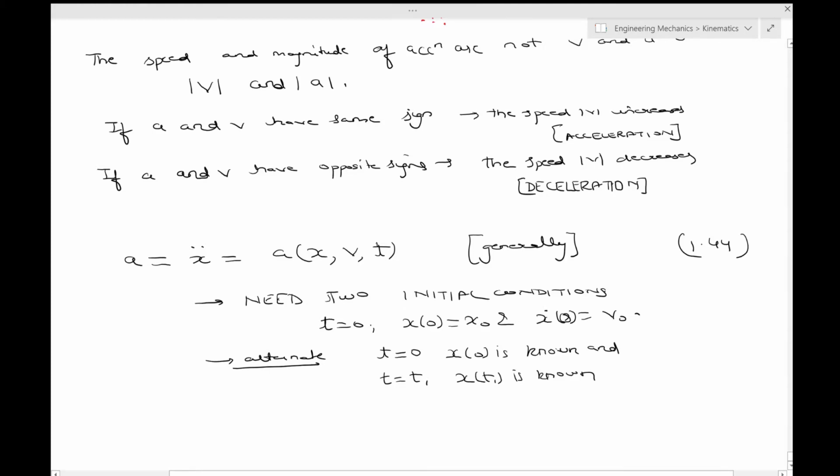Now, if a is a known function of only one of the variables, then this equation 1.44 can be integrated quite easily. For example, if it is a function of only x or v or time, then it's quite easy to solve all that.